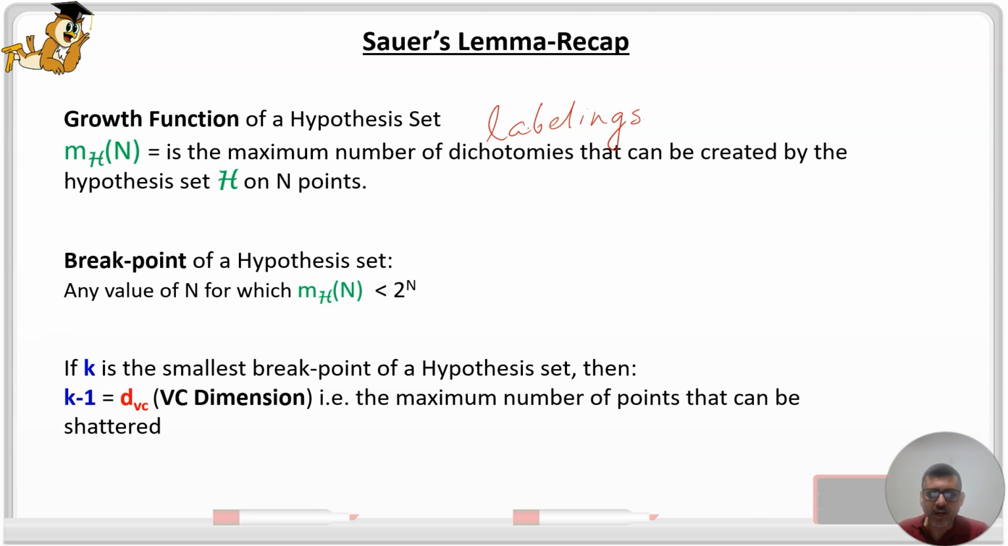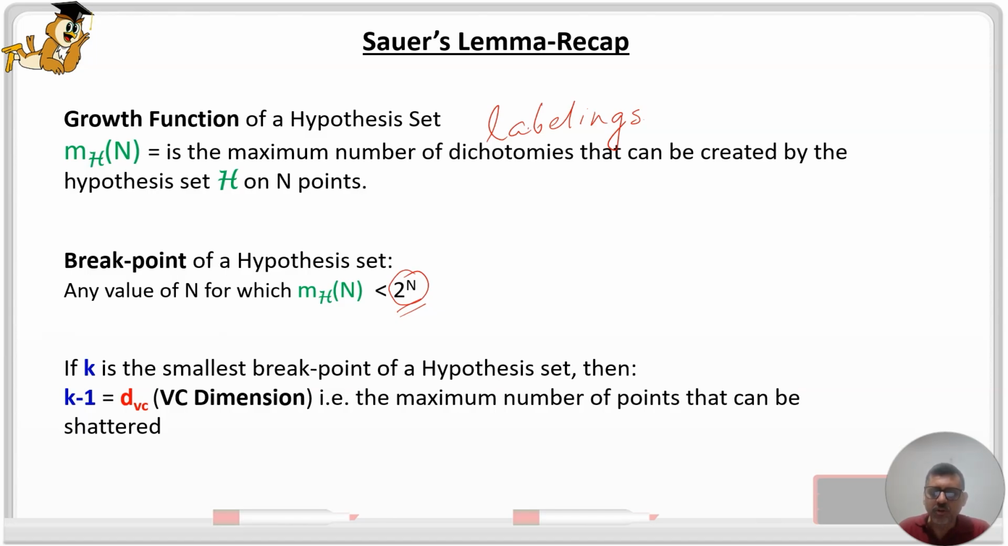The break point of a hypothesis set was any value of n for which mH of n is less than 2 to the power n. Remember, 2 to the power n is the maximum number of dichotomies possible in an absolute sense, because given n points, you can have at the most 2 to the n labelings of those points with binary labelings, either +1, -1 or red, blue, etc., yellow, blue, etc. So the maximum number of dichotomies possible on n points in an absolute sense is 2 to the power n.